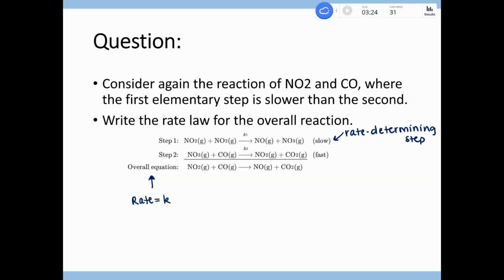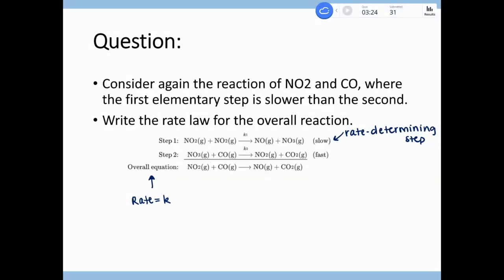Step one is an elementary step. So we can take that reaction equation and directly write the rate law for step one. That's the rate law for the overall reaction. Step 2 is fast, so that doesn't have an impact on the overall reaction rate. So with that in mind, what's the rate law? K times what?